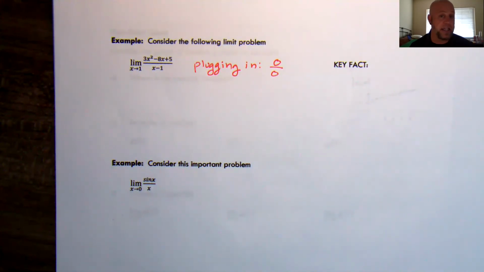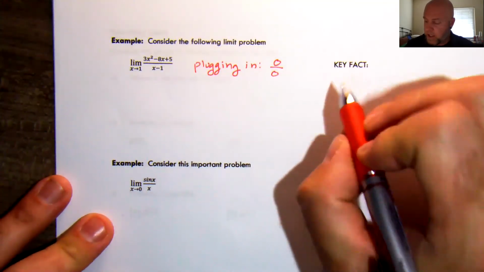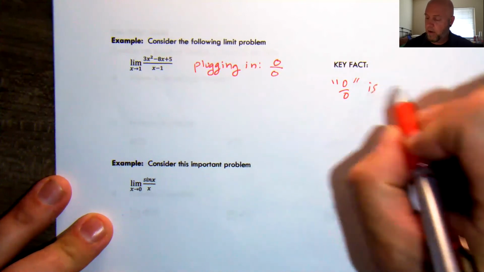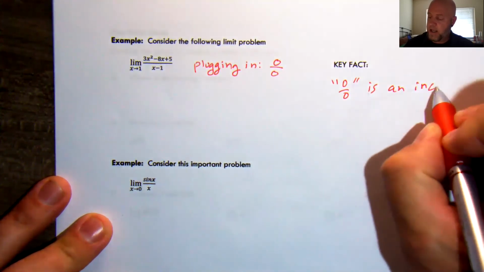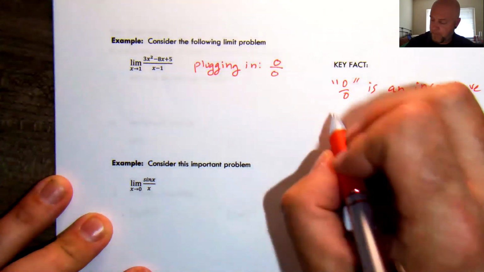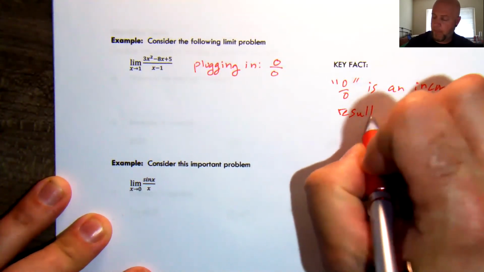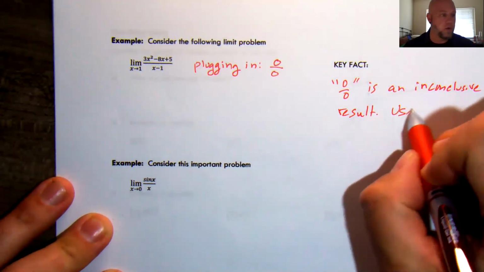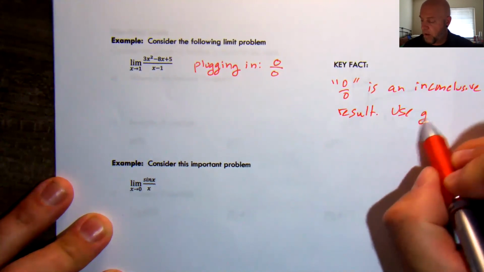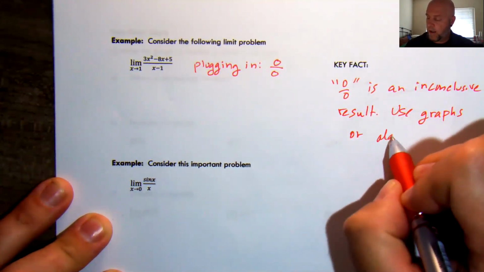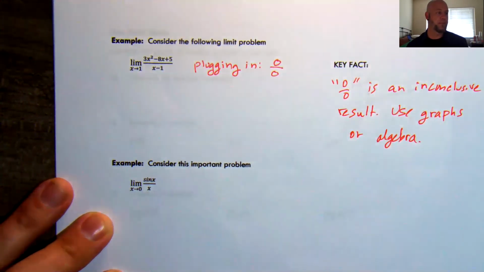That's actually our first key that this is an example that's not a continuous function. So let's jot down a key fact over here. 0 over 0 is an inconclusive result. So what are we going to do if we get an inconclusive result? We need to use some other strategies. For now, we're going to limit those strategies to graphs or algebra. We'll get back into the details.